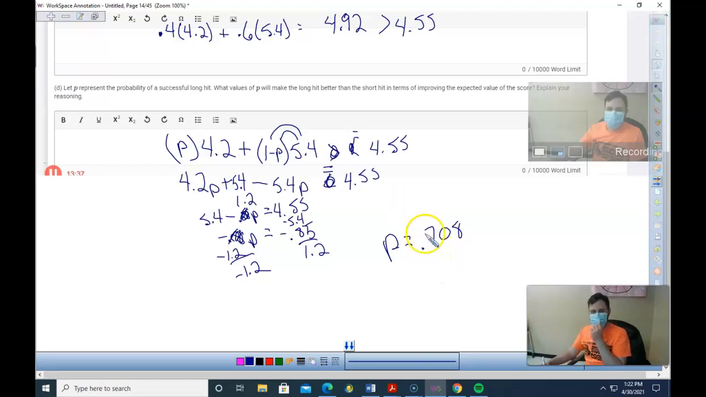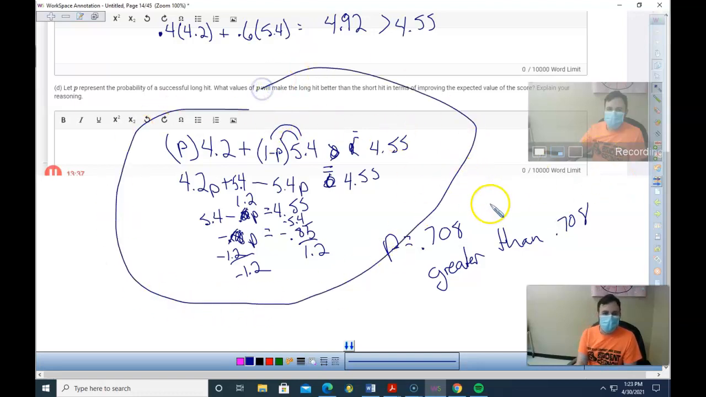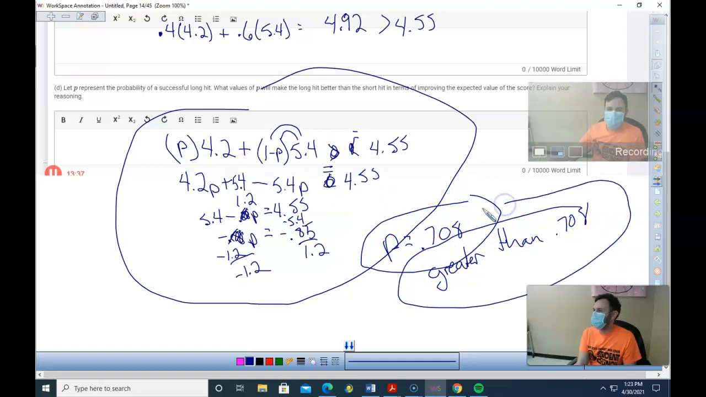Good. So now when I look at this, that's for a good hit. So I'd have to say his probability of a good hit has to be greater than 0.708. How did you do it? You would get a partial on it, because remember they want the work, so that's part of it. It's almost like 3 parts: you want the work, the answer, and then the interpretation. So they would give you a partial point on it. That's not too bad.